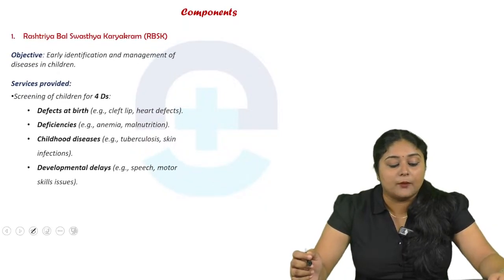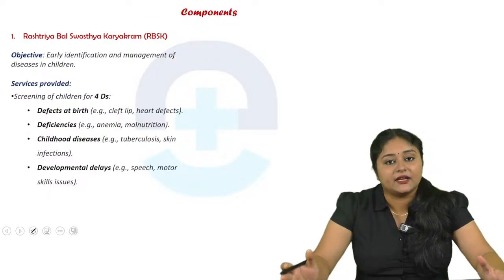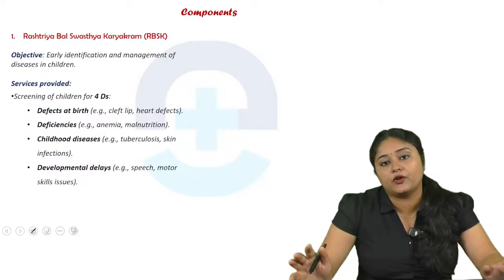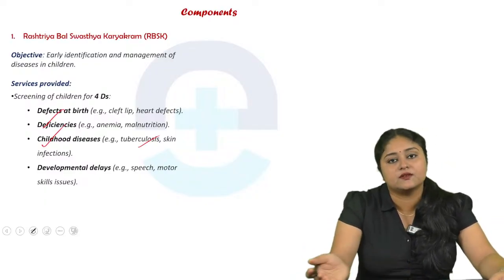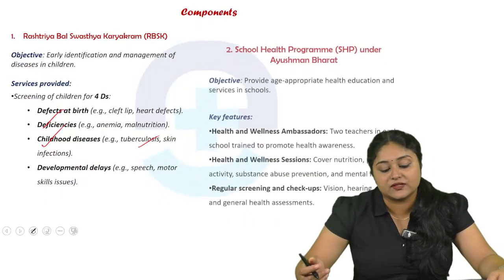Okay, now come to the components. First is Rashtriya Bal Swasthya Karyakram. The objective is early identification and management of diseases in children. Services are provided for the 4 Ds: defects at birth, deficiencies, childhood diseases, for example tuberculosis and skin infection, and developmental delays like speech as well as motor skill issues.